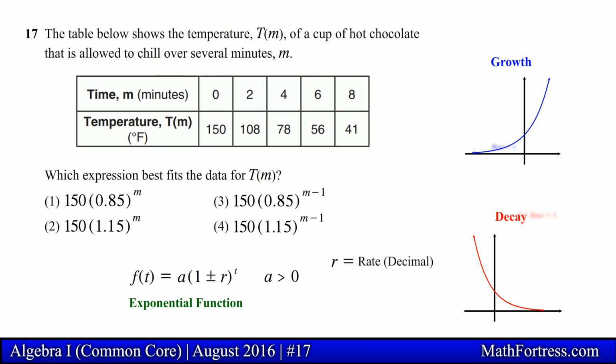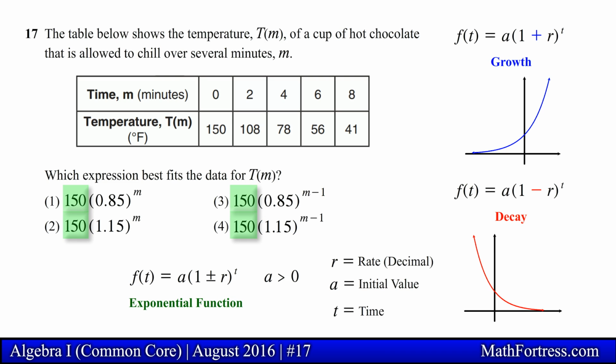If r represents the rate of growth expressed as a decimal, then we would use the exponential function with the quantity 1 plus r to model an exponential growth function. If r represents the rate of decay expressed as a decimal, then we would use the exponential function with the quantity 1 minus r to model an exponential decay function. In both exponential models, a represents the original or initial value and t represents time.